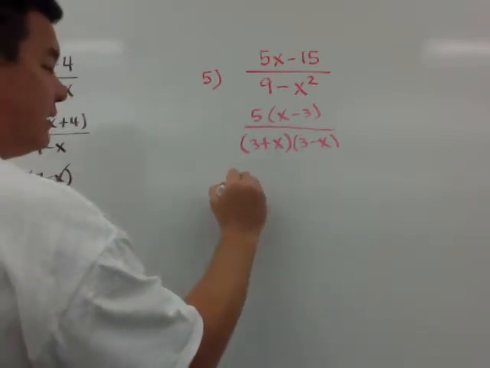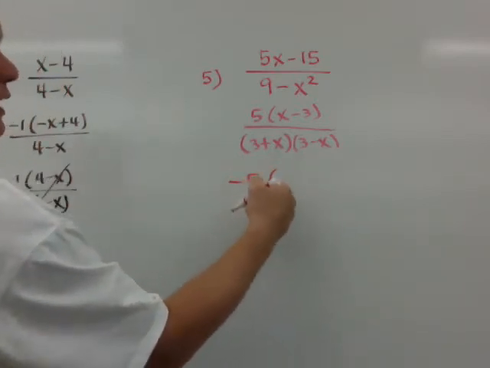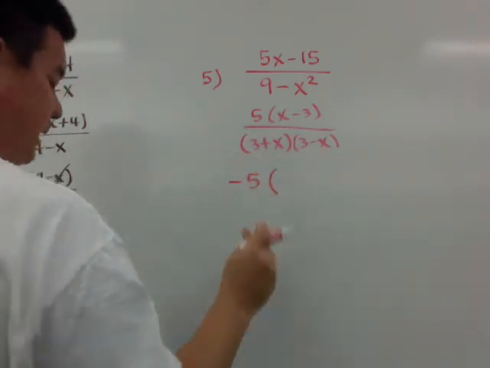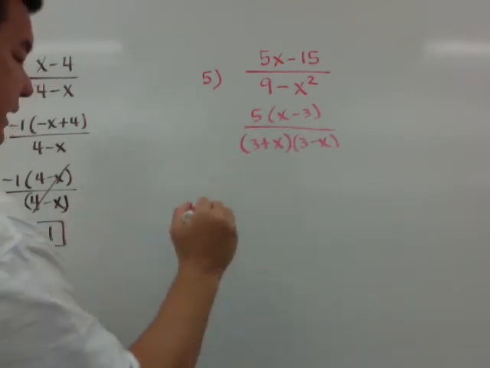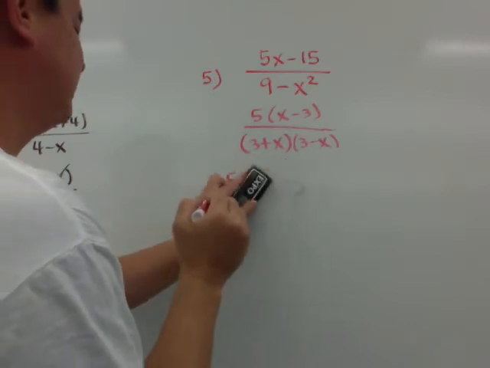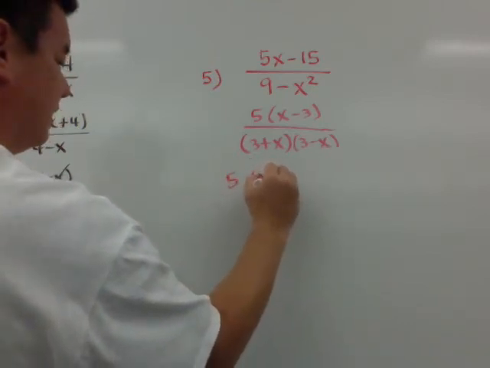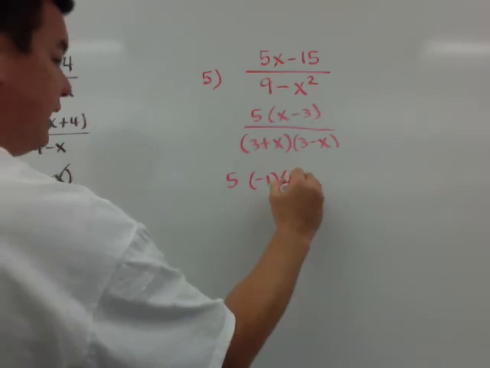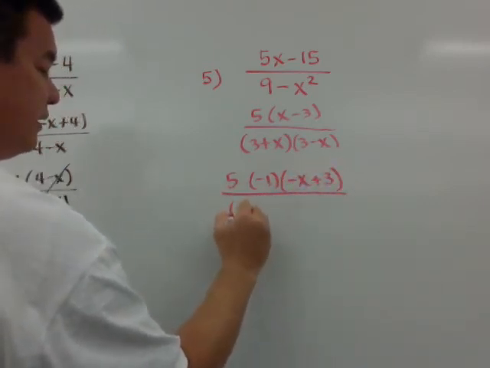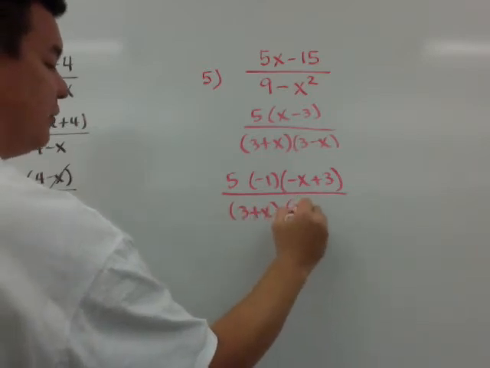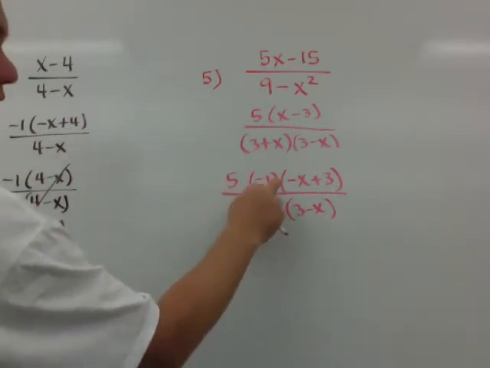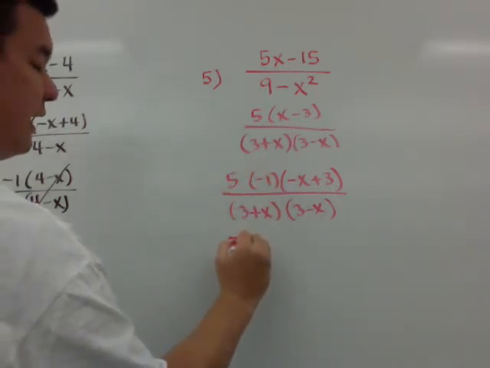I'll put that negative out of the top. If I leave the 5, I'll pull a negative 1 out of here, and then I get negative times x plus 3, or rather, negative x plus 3. And then I'm still left with 3 plus x and 3 minus x on the bottom. Okay. I'm going to move 5 times negative 1. I can just combine those two to negative 5.